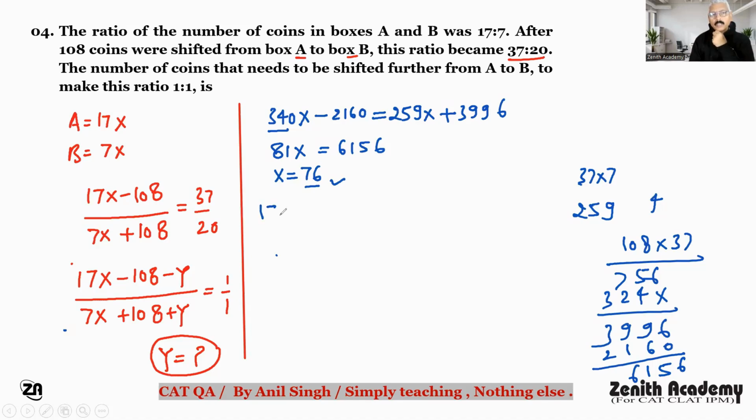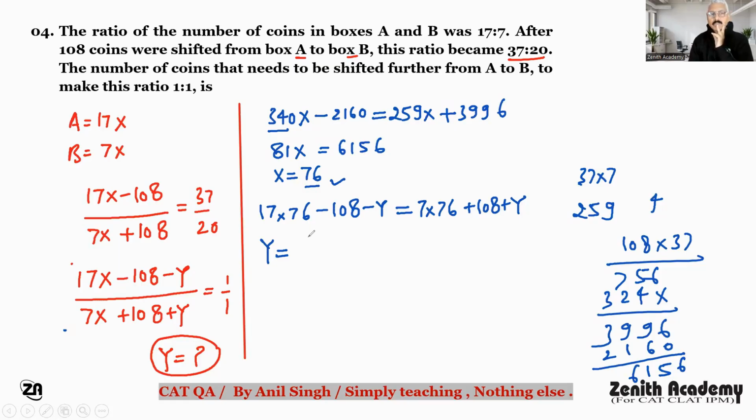Then it becomes 17 into 76 minus 108 minus y. The ratio is 1 is to 1, so directly we can write this numerator is equal to denominator. So I would like to write it directly: this is equal to 7 into x, calculated 76, plus 108 plus y. So solve it, and this way we will get the value of y.